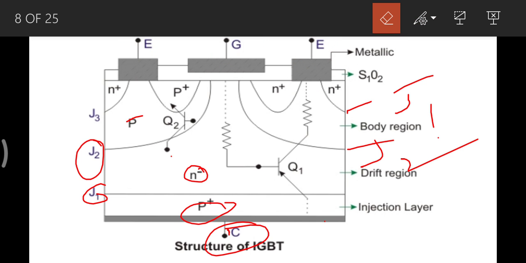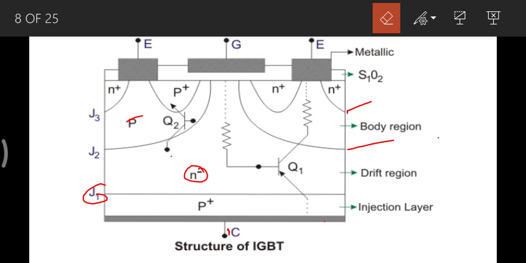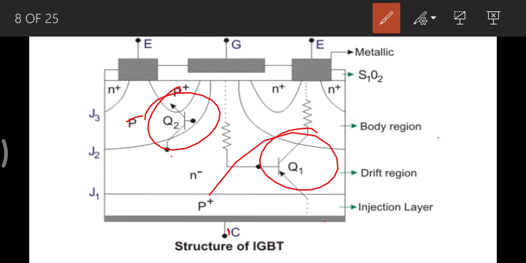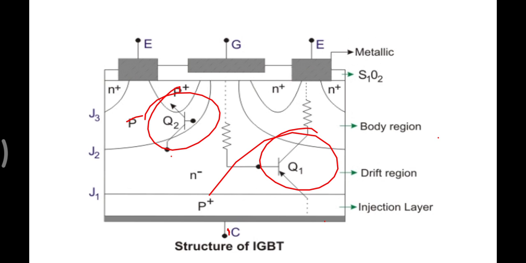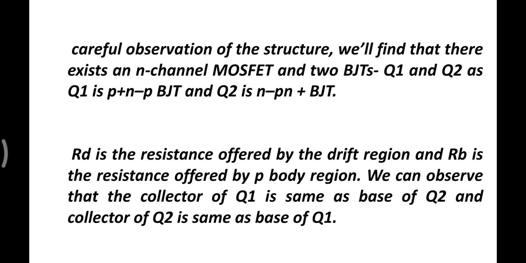Okay, so this is the basic structure of the IGBT. If you observe here, there are two BJTs existing. That means a similar BJT action is present in the structure of the IGBT also. Let us see. If you observe, there exist an N-channel MOSFET and two BJTs.